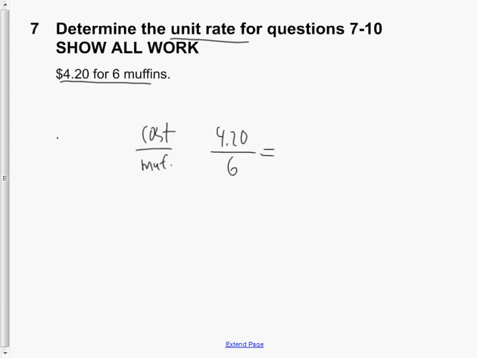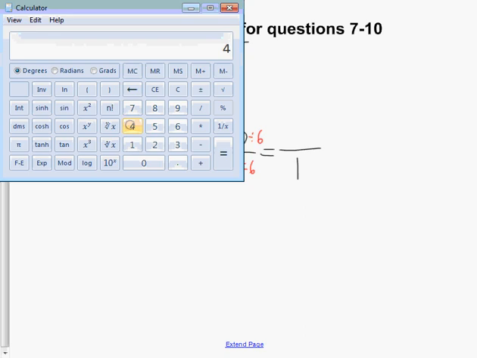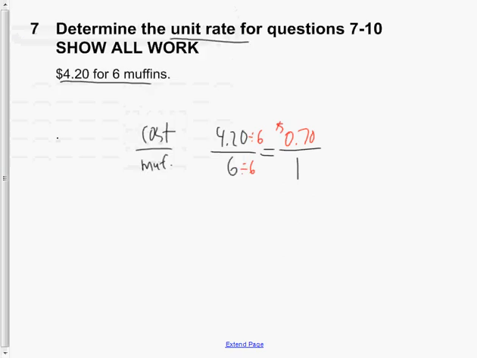Now to break that into a unit rate, we want our second term to be 1, which means I will divide both the first term of my ratio by 6 and the second term of my ratio by 6. And $4.20 divided by 6 is 70 cents. So therefore, you want to rewrite this again. So if this was a test question, you would go, therefore, the unit rate is 70 cents per muffin. All right? Per muffin, per 1 muffin, but we don't need to say per 1 muffin. We can just say per muffin.